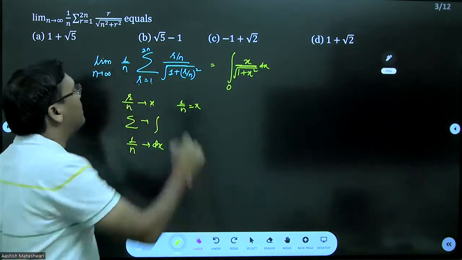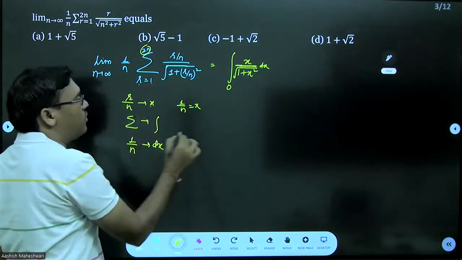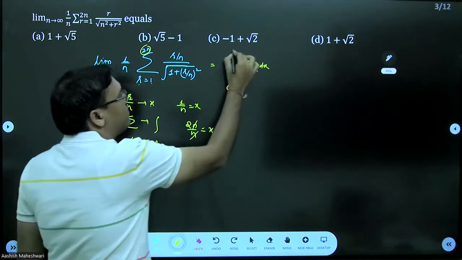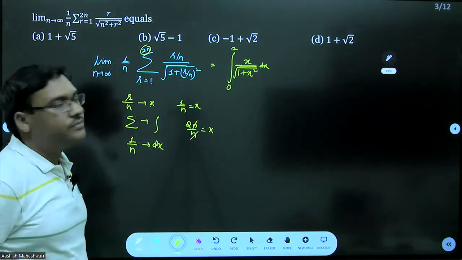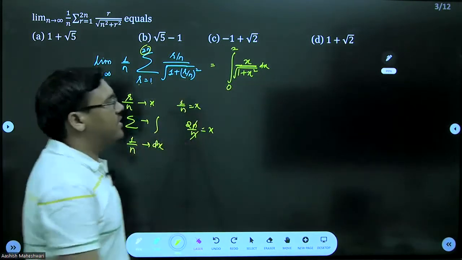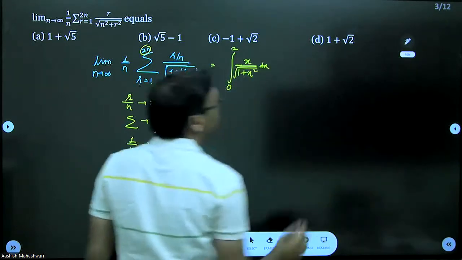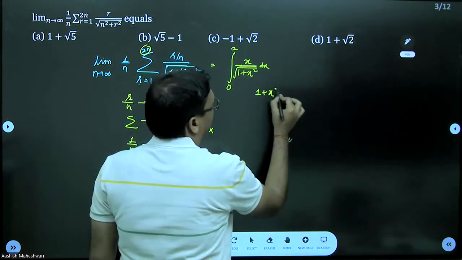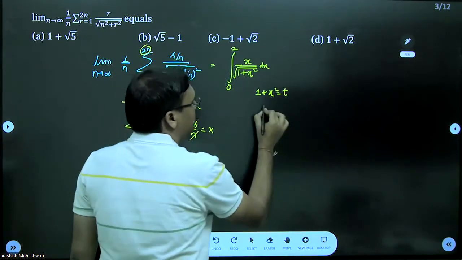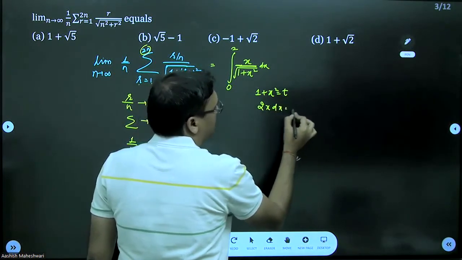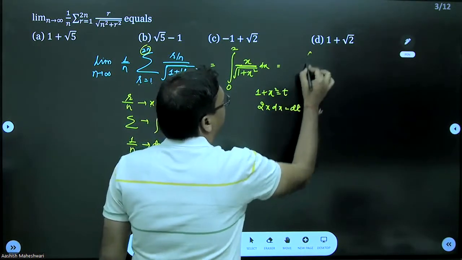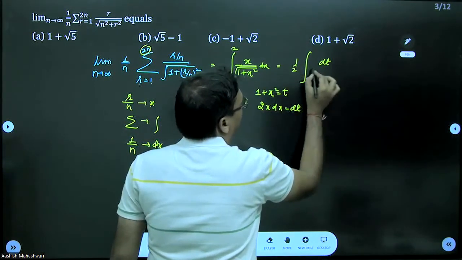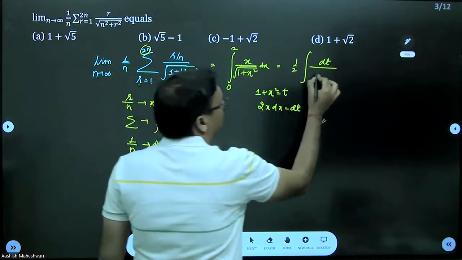And what will the upper limit be? It is going to 2n. So when you put r equal to 2n, 2n by n is equal to x, so x is equal to 2. Now you just solve this integral, and this is very easy to integrate. How will you integrate this? You can clearly see, if you put 1 plus x square as t, then this is 2x dx equal to dt. So what is the integral of x dx? This is dt by 2, so x dx becomes dt by 2, and this is root t.